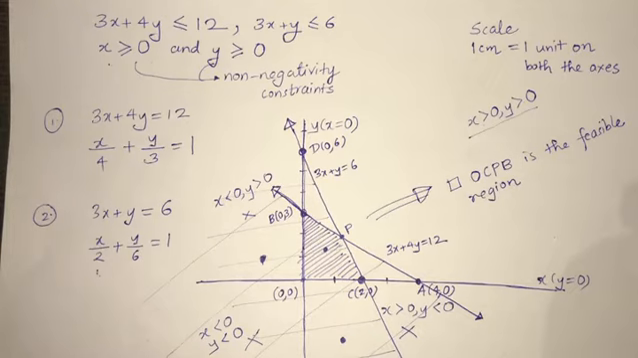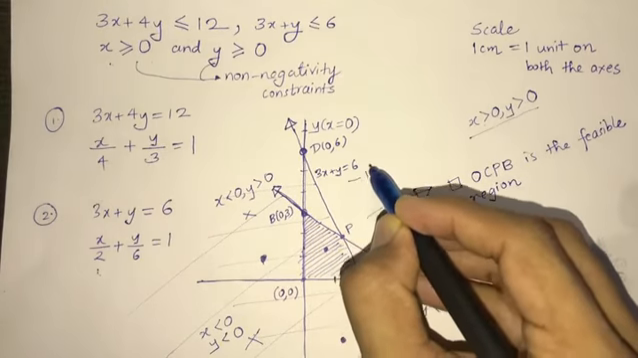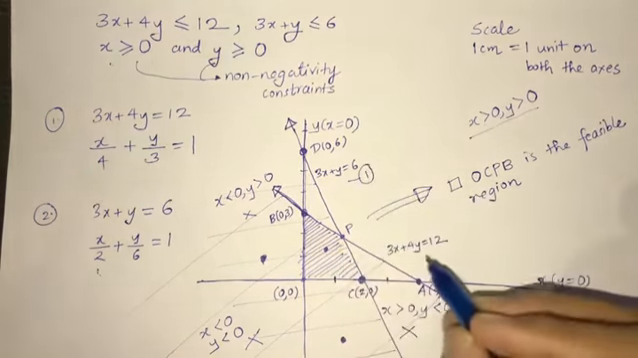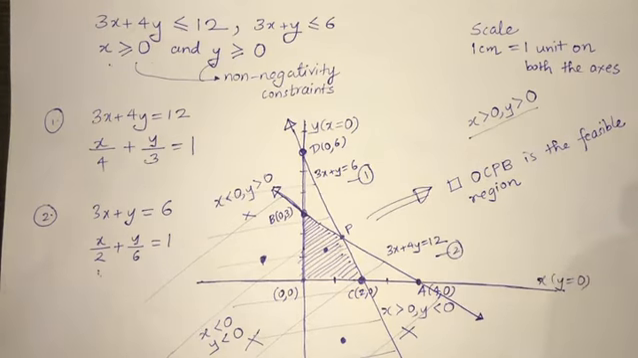Okay. So quadrilateral OCPB is the feasible region where we have the coordinates of origin, we have the coordinates of C, we have the coordinates of B. If you want to find out the coordinates of P, you will have to solve equation 1 and equation 2 simultaneously. Equation 1 is this equation. You can solve this equation with this equation. You can solve both the equations. You'll get the coordinates of point P also.